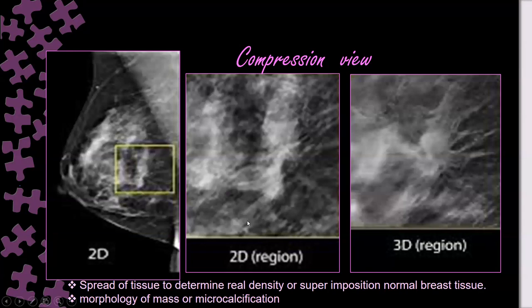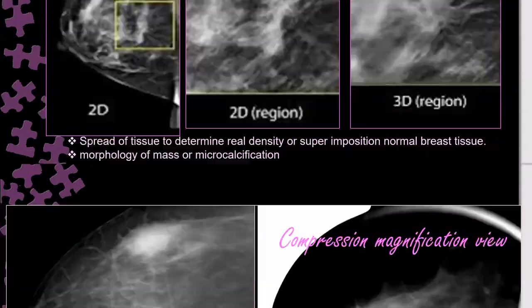And here, you can see this area of asymmetry in the same 2D mammogram. This is a spot compression view. It characterizes it. There is a suspicious spiculated mass. It demonstrates the architectural distortion with probability of an associated underlying mass. But definitely the spot compression on the 3D demonstrates a spiculated mass lesion. Spot compression can also be used in tomosynthesis, not only on full-field digital mammography.